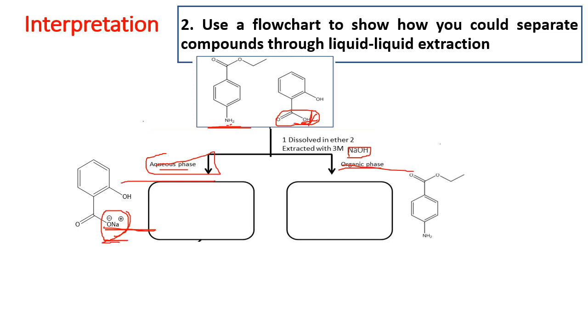it. You either draw O minus and Na plus for the acidic functional group, or you draw NH3 plus Cl minus for the sake of the basic functional group.